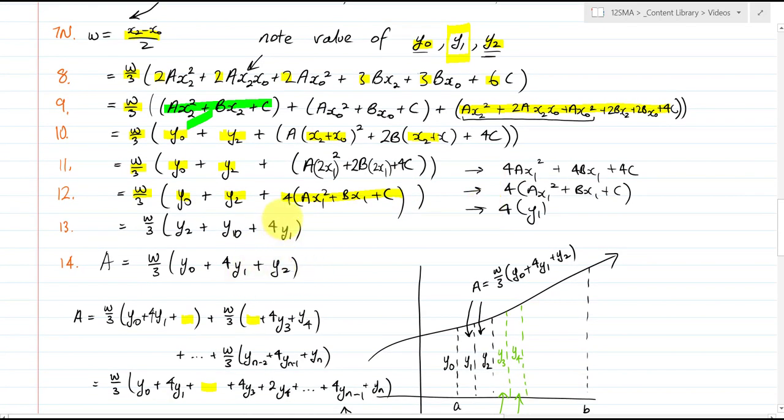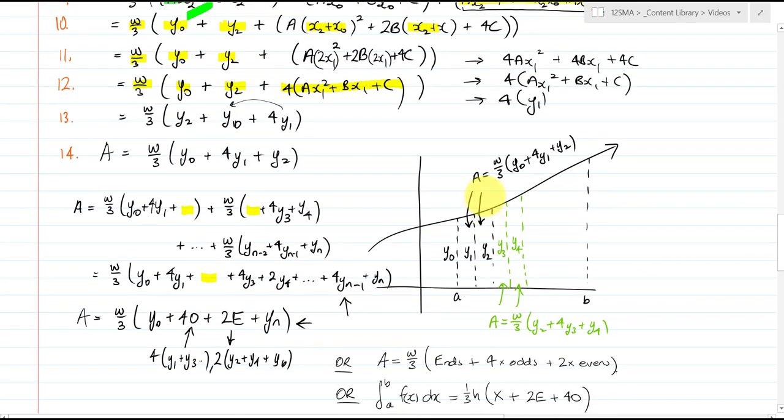And now I rearrange that, I pop that into the middle, and I've already swapped the y2 and y0 around for my pre-designed notes, and I get this value here. And so the area evaluation for the first two is width over 3 times y0 plus 4y1 plus y2. And for the second one here in green, it's w over 3 times y2 plus 4y3 plus y4.